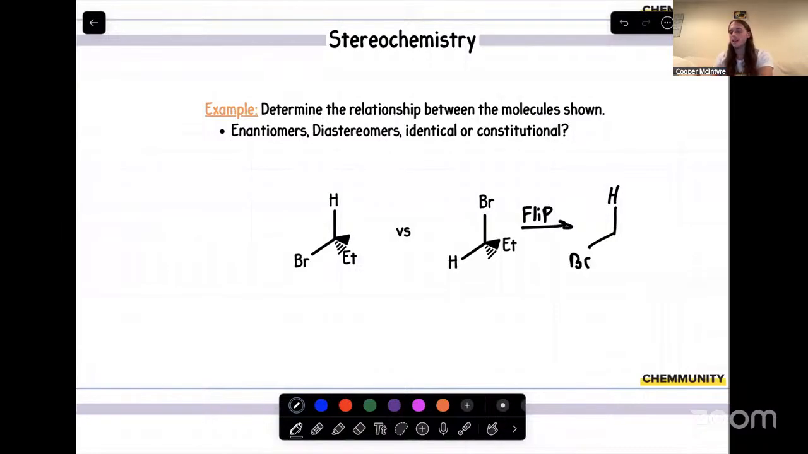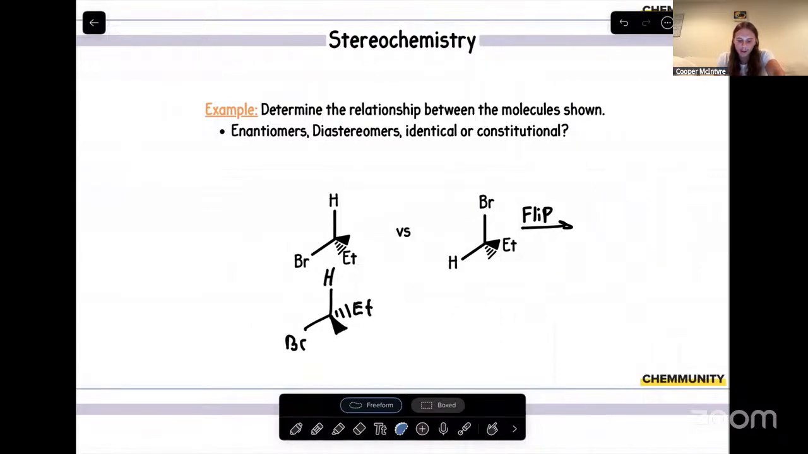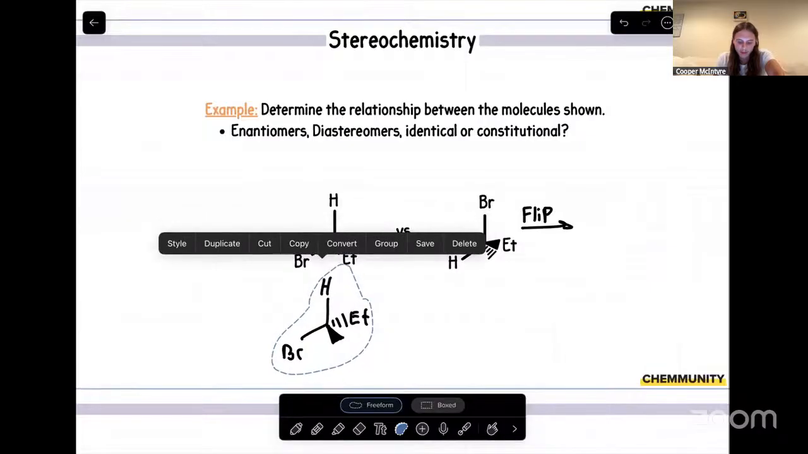So that's showing us yet again that those wedges and dashes have to flip whenever we plan on turning something over like the page of a book. So we'll showcase what that looks like. Our methyl group is now wedged, and then our ethyl group, perfect, is now dashed. So looking at this molecule, to easily compare it to our other molecule, let's drag and drop and see the comparison between the two.